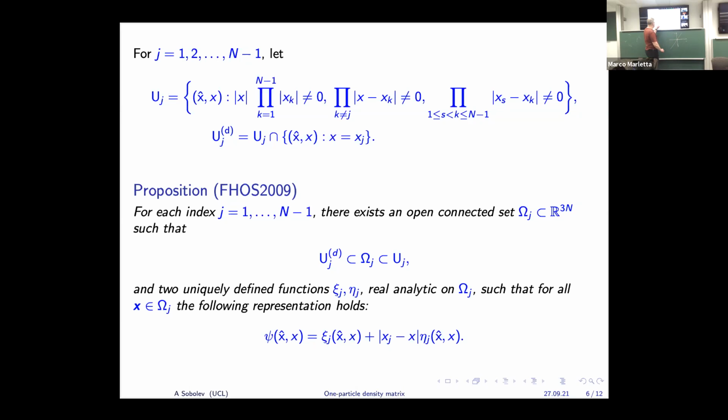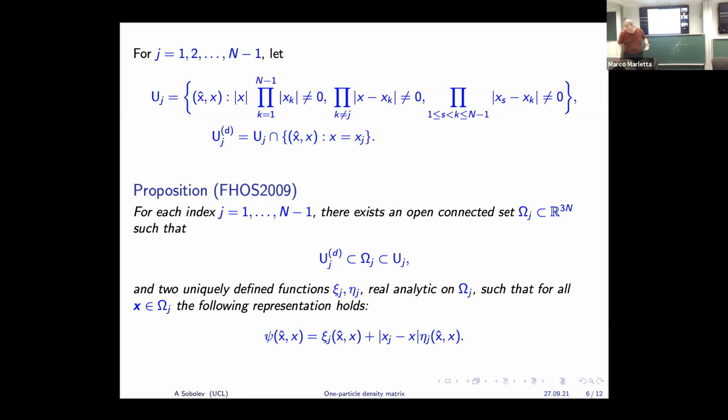Now, this set omega is going to look like this. It is something that includes the diagonal, it is contained in U1, right? But it doesn't in general coincide with U1. Okay, so that's the representation.